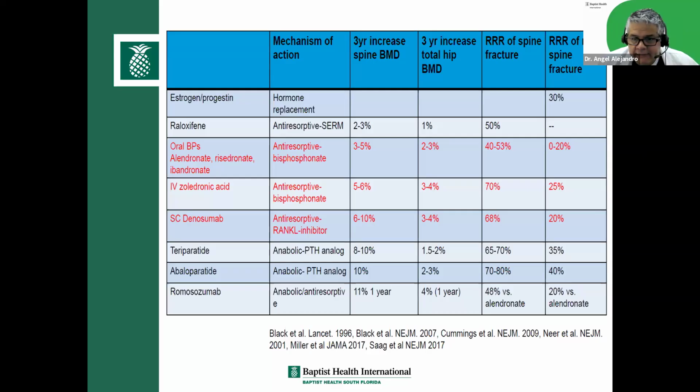IV zoledronic acid, that's your IV Reclast. That's your once yearly infusion. That one's highly effective, 70% reduction in vertebral fracture risk, 25% reduction in hip. And then finally, you have your denosumab, which is your Prolia. Very similar numbers, 68% versus 20% in the hip. So those are your anti-resorptive agents.